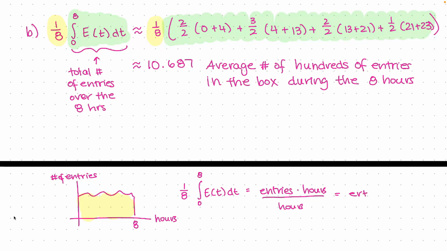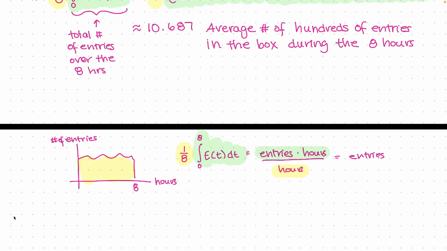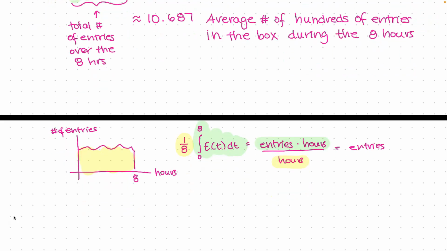And that's why we end up, whoops, I can't spell entries. And that's why our units just end up being entries for that whole expression. So again, this 1/8 gives me the hours. The definite integral is going to be the entries during the 8 hours. So that's just entries.